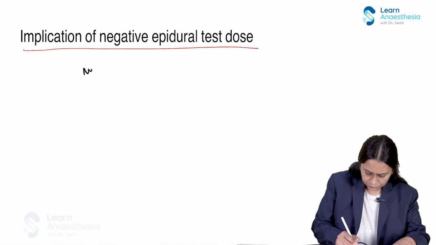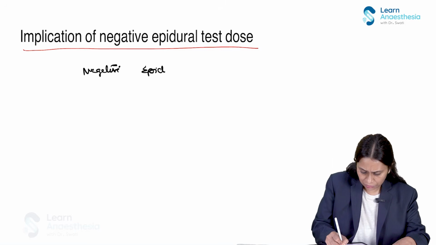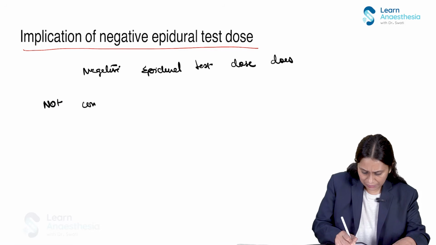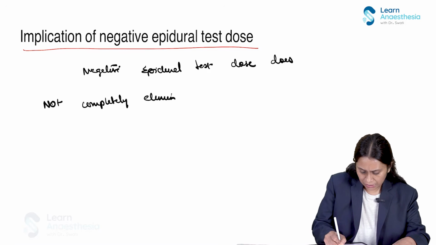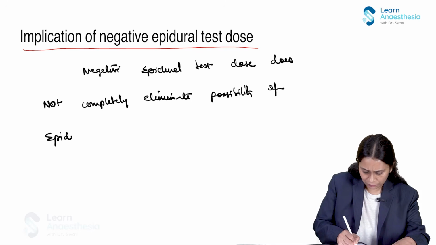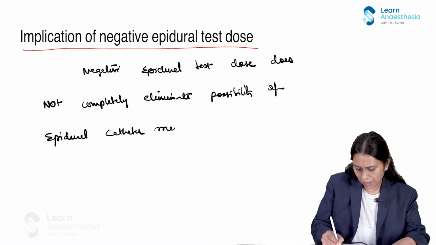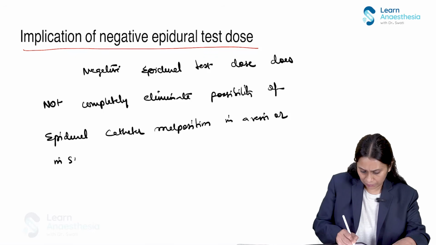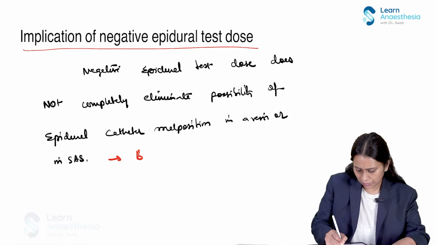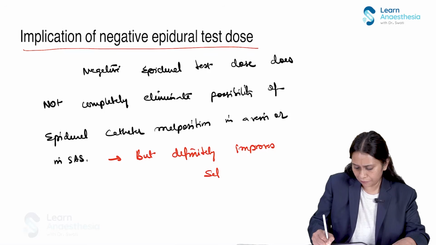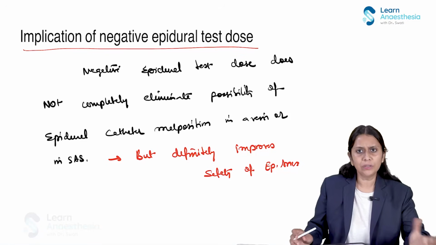So, a negative epidural test dose does not completely eliminate the possibility of epidural catheter malposition in an intravascular position in a vein or in the subarachnoid space, but it definitely improves the safety of epidural anesthesia. So that's why it is recommended that we should always use the test dose.